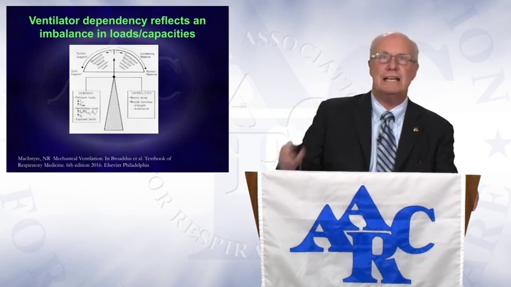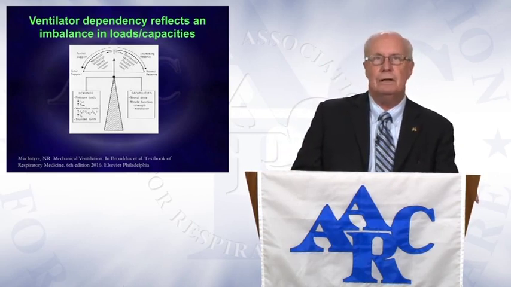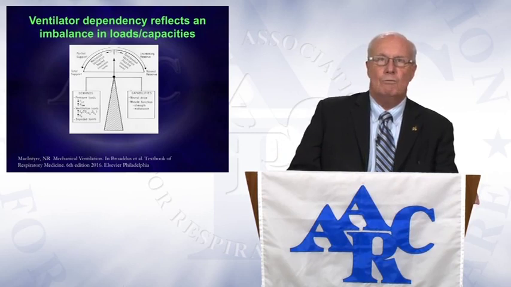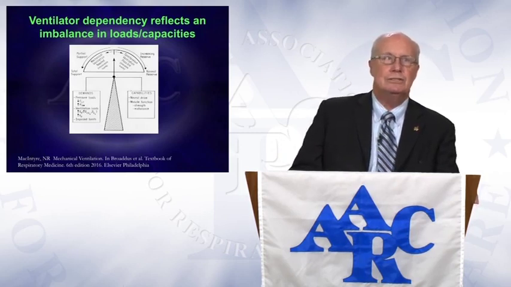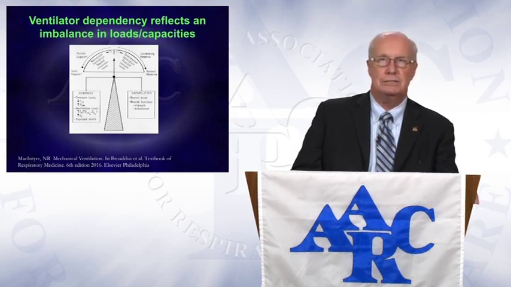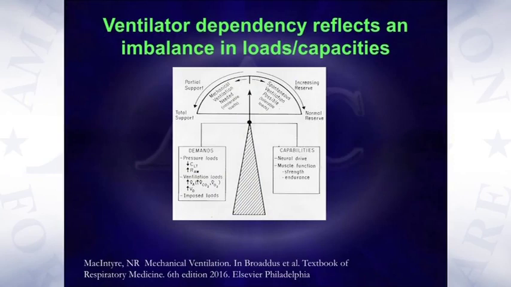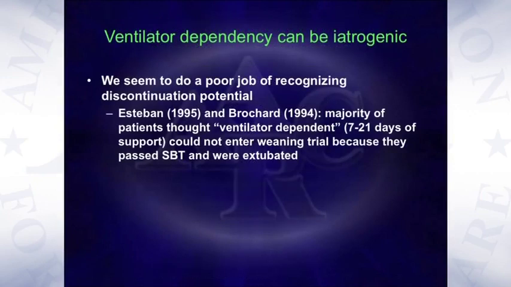Patients who are too sick usually have excessive demands on the system, and the neuromuscular apparatus is weak, and the balance shifts way to the left. What we're going to be discussing here today is recognizing when this balance starts to tip to the right and how to manage the patient during that process. So, reason number one that patients are stuck on ventilators is, again, they're just too sick. But there's this very important second reason patients are stuck on ventilators, and it's us. It's us. Ventilator dependency can be iatrogenic.